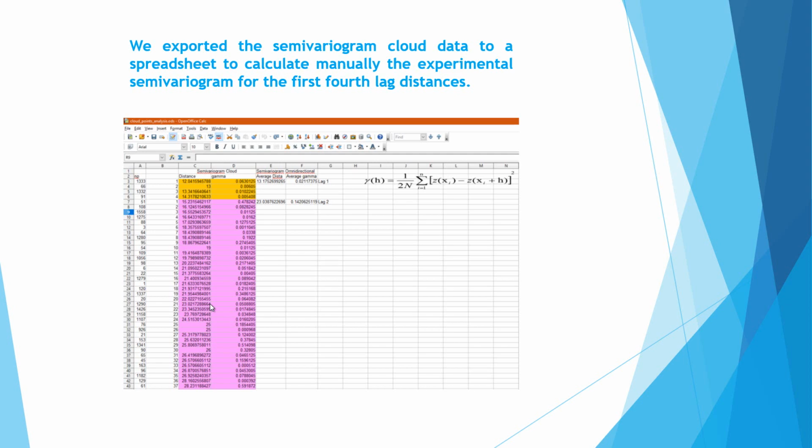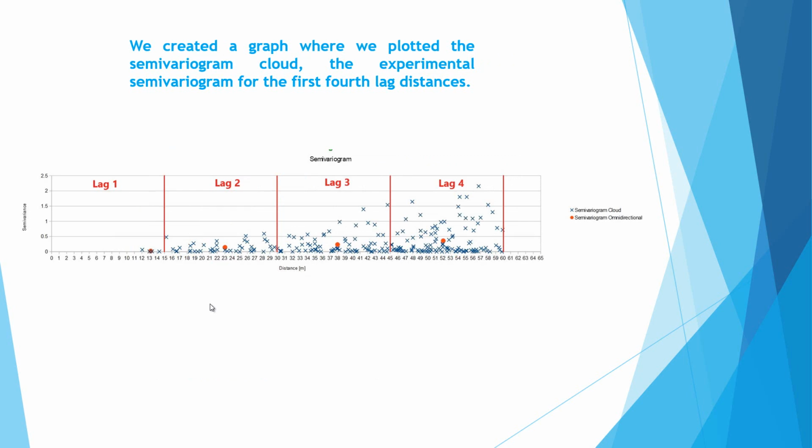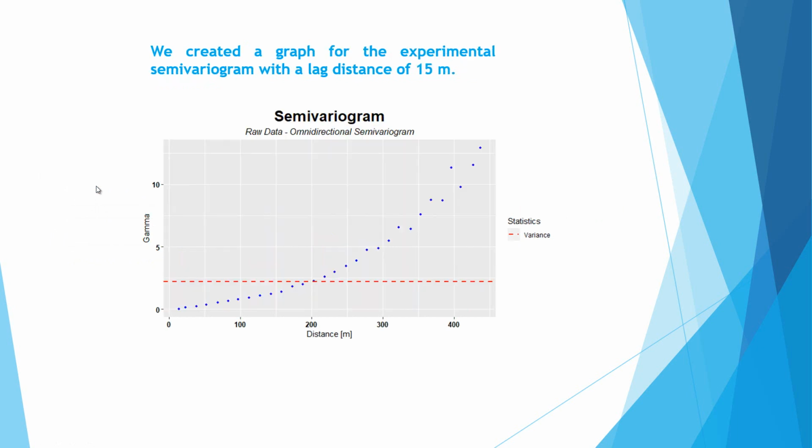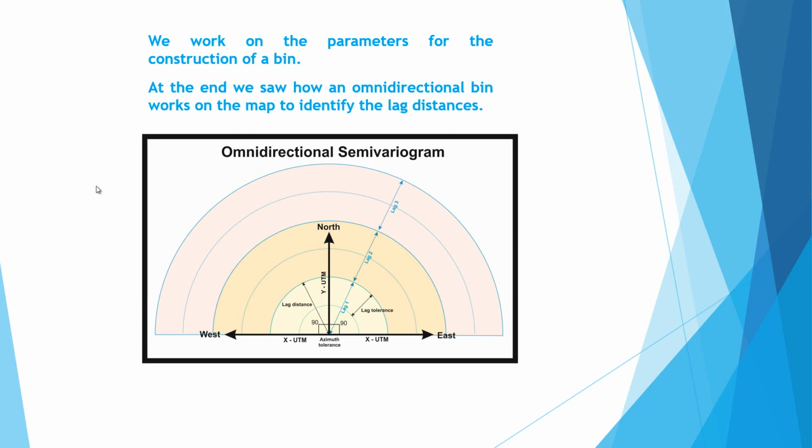and the experimental semivariogram. Then we created a graph where we plotted the semivariogram cloud and the experimental semivariogram for the first four lag distances. And we saw that in order to calculate the experimental semivariogram for each lag distance, we have to average the semivariance and also average the distance for all the observations that are located on each specific lag. Then we created a graph where we plotted the pair of piezometers for each lag distance. Also, we created a graph for the experimental semivariogram with a lag distance of 15 meters. We worked on the parameters for the construction of a bin. At the end, we saw how an omnidirectional bin works on the map to identify the lag distances.